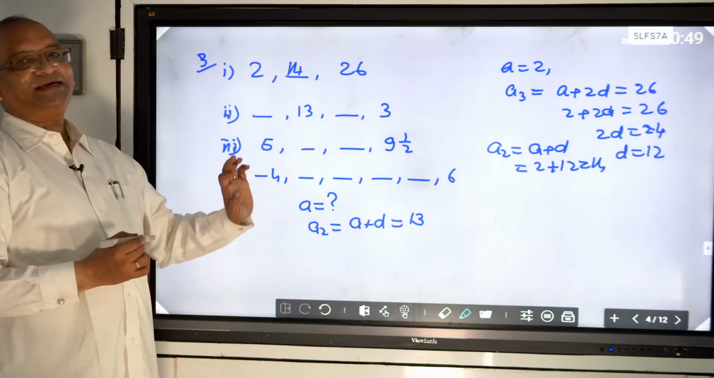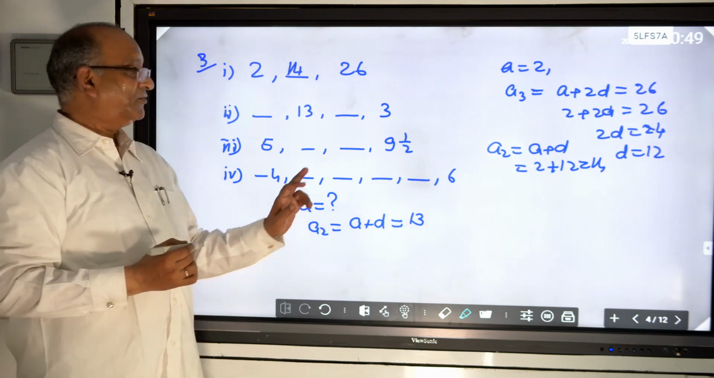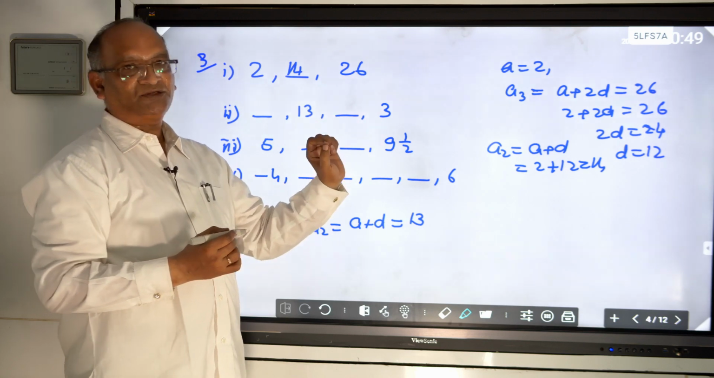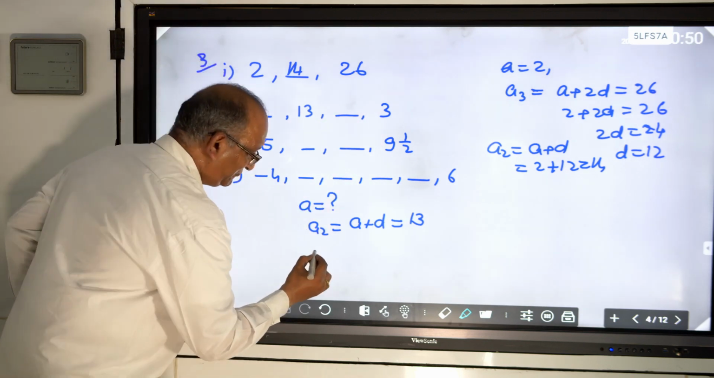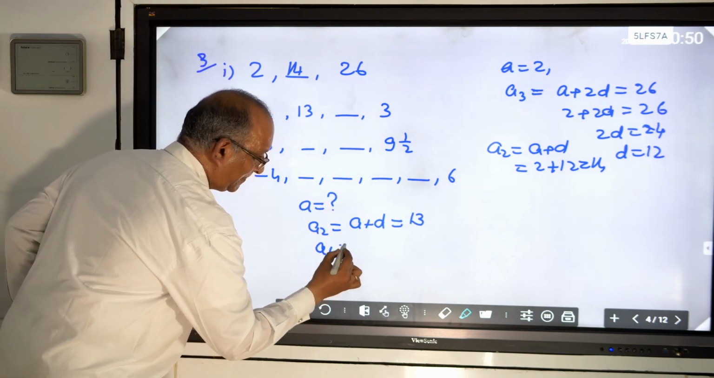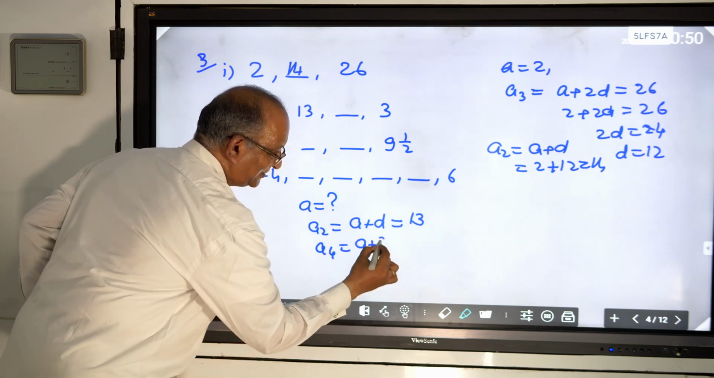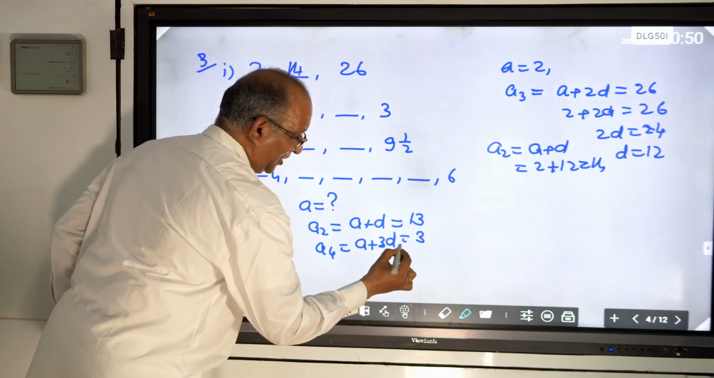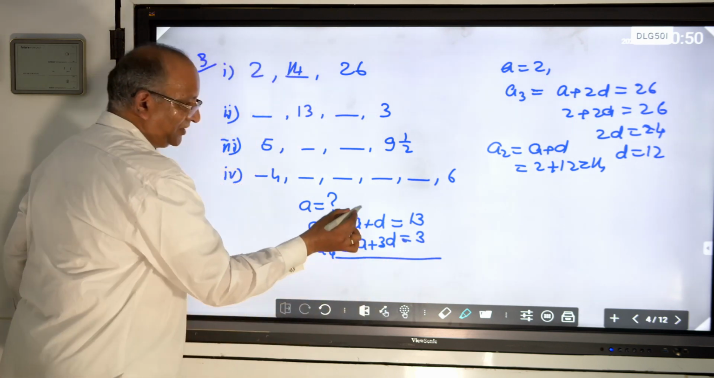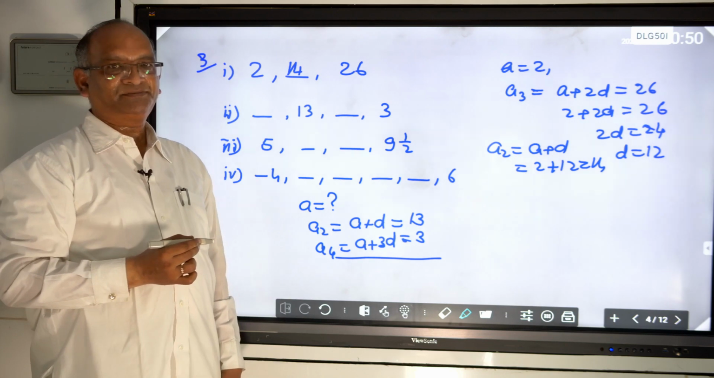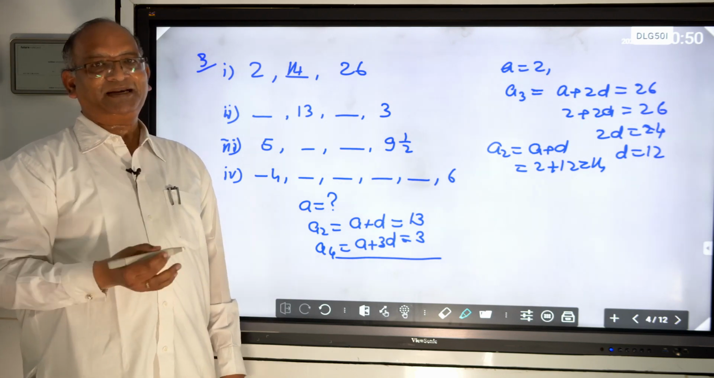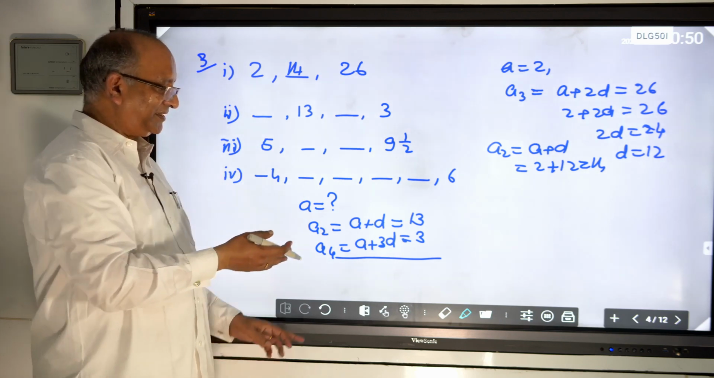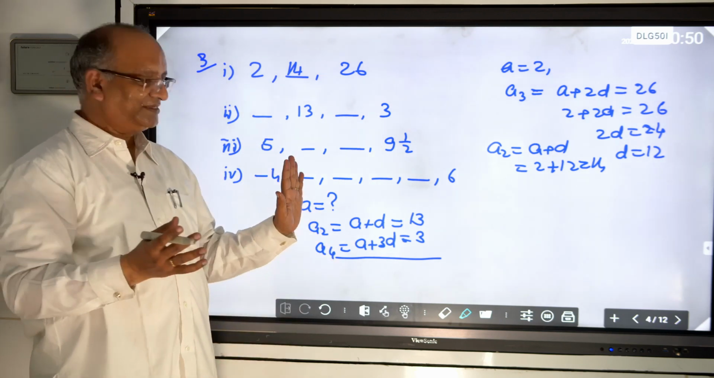Again, a3 is missing. But we know the fourth term. What is the fourth term? 3. So how do you write the fourth term? a4 is equal to a plus 3d. How much is it? 3. Now what you do is solve these two like simultaneous equations. We have learned simultaneous equations. You have learned many methods. Use one of the methods. A simple thing can be to just subtract.